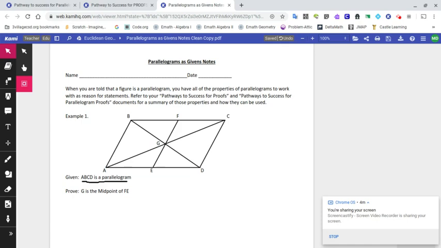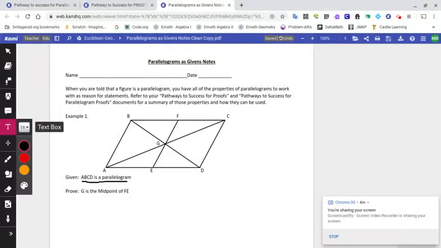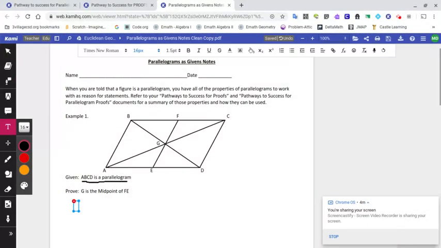And here we'll start. So I know that this is a parallelogram. So the first thing I could say is that those opposite sides are parallel to each other. So I'm going to start off first with ABCD is a parallelogram.